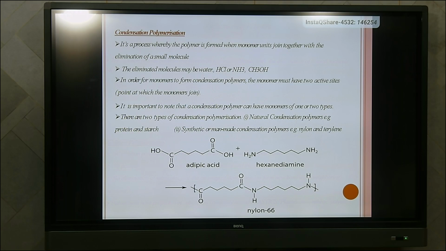Here is the example given. It is nylon. In nylon, there will be a combination of two monomers, adipic acid and hexane diamine. Here in this polymerization, there will be elimination of water molecules, so that the nitrogen of the amine and the carbonyl group of your adipic acid will form a bond, so that you will get nylon as the polymer.